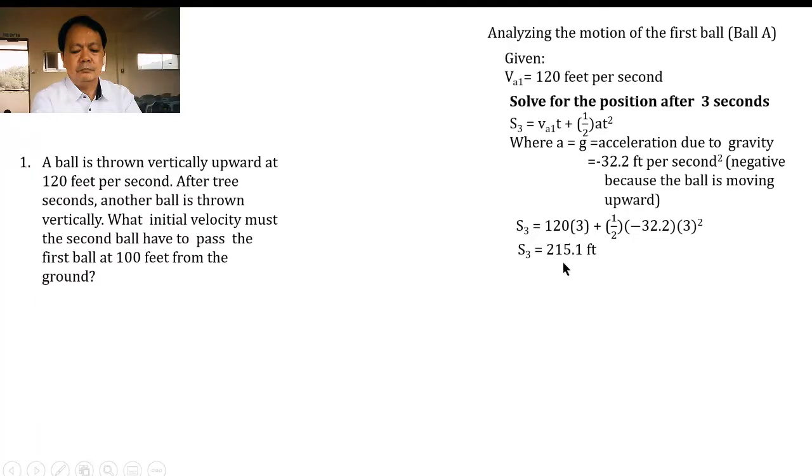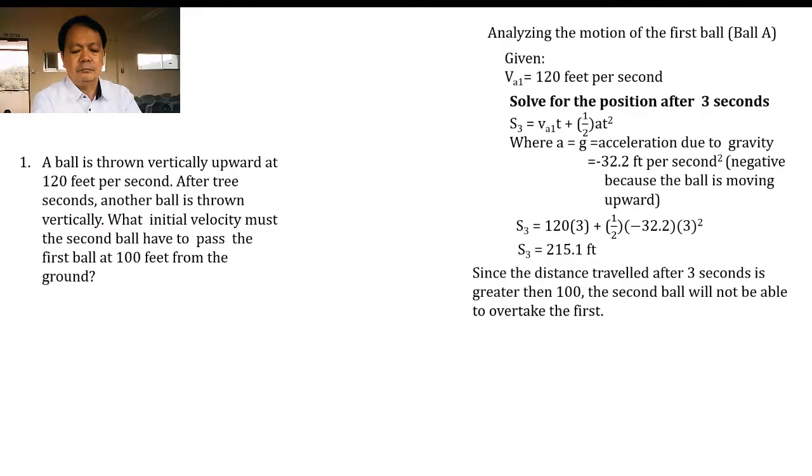So, ibig sabihin, ang chance is that pababa na itong first ball natin at makakasalubong siya ng second ball at 100 feet from the ground. Ganun ang senaryo, itong tanong, kailan siya magkakasalubong? Okay? So, since the distance traveled after 3 seconds is greater than 100, then the ball will not be able to overtake the first ball. Ang ibig sabihin nun, magkakasalubong na lamang sila sa panahong pabagsak ng muli itong ating ball A.